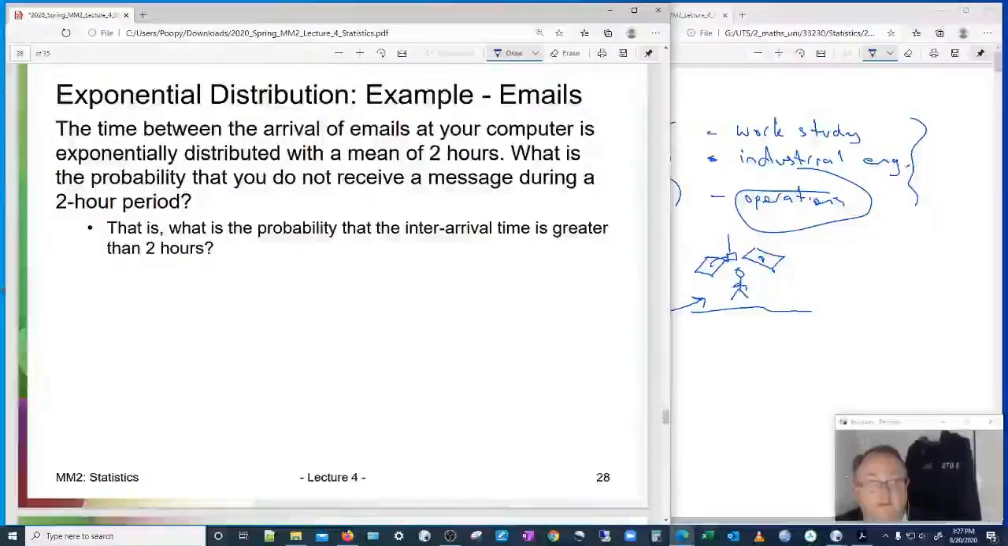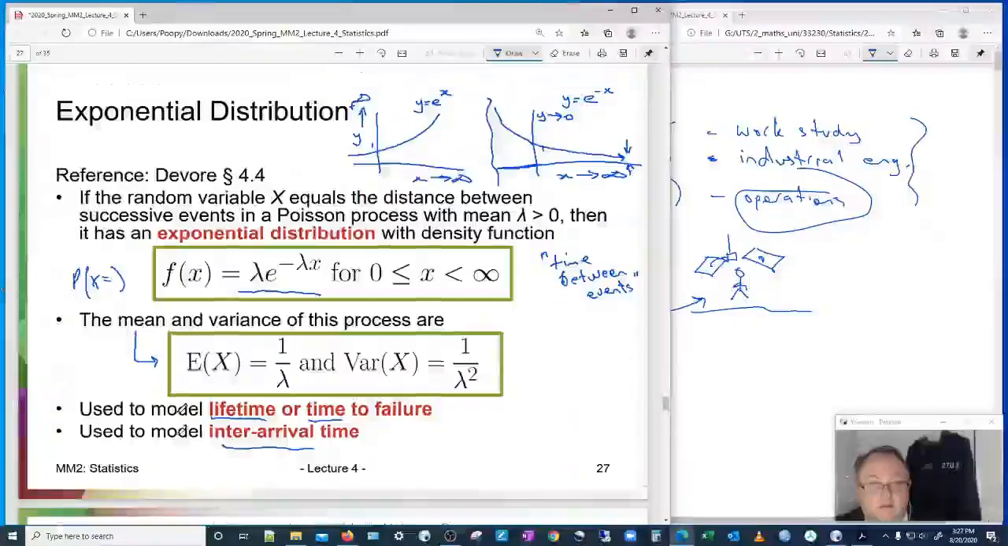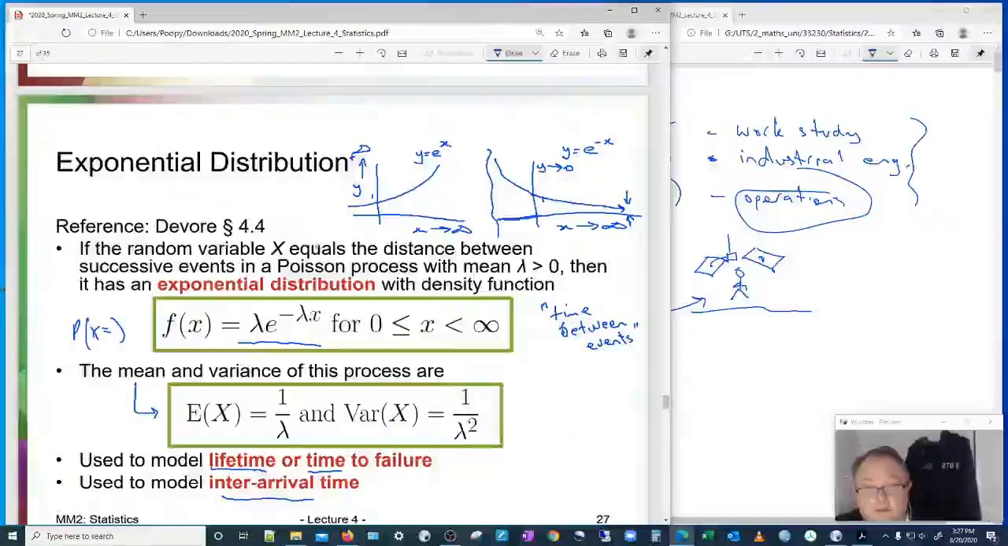Alright, so I'm going to put, actually I didn't put it on that last slide, did I? I'm going to put a great big asterisk here. That's a hint for the final exam. Okay, so this is a hint for the final exam.